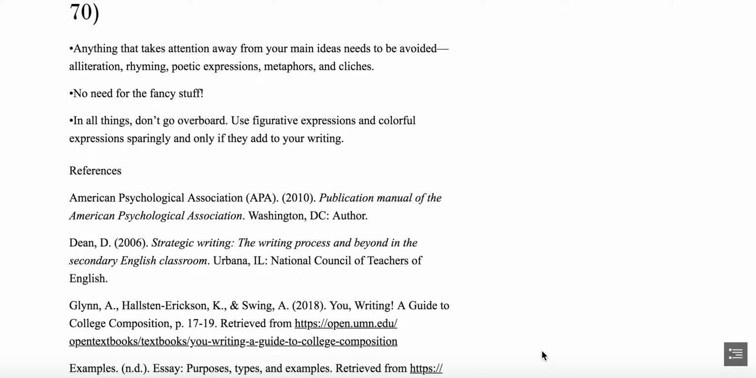All right. Linguistic devices. Anything that takes attention away from your main ideas needs to be avoided. Alliteration, that's where everything starts with the same letter. Rhyming, poetic expressions, metaphors, and cliches. No need for the fancy stuff. In all things, don't go overboard. Use figurative expressions and colorful expressions sparingly and only if they add to your writing.